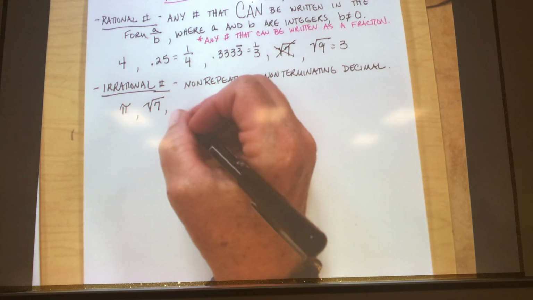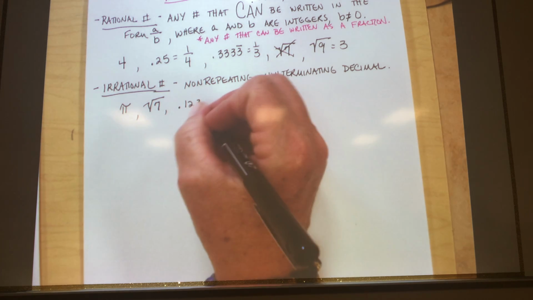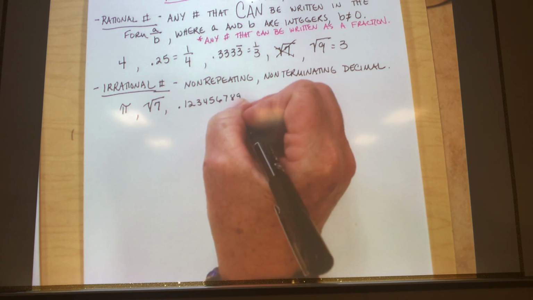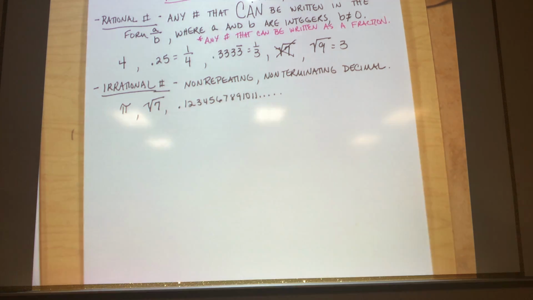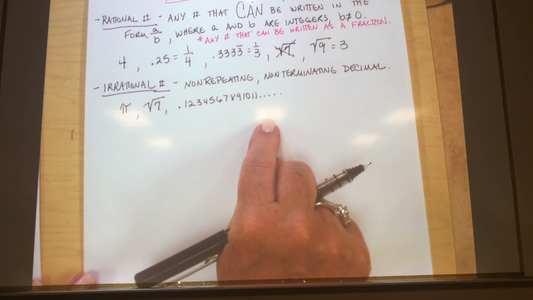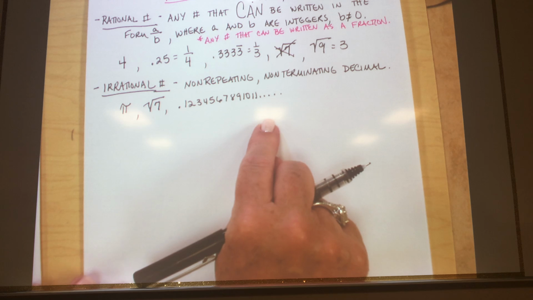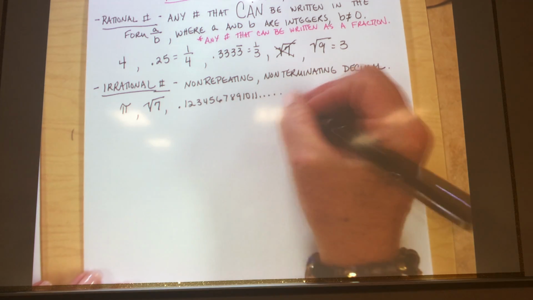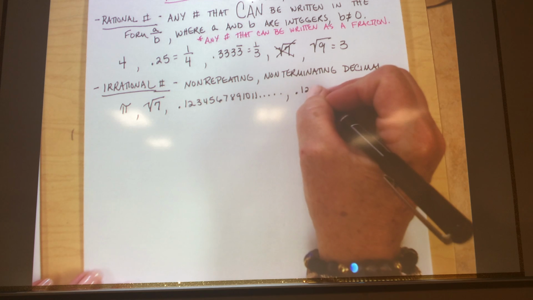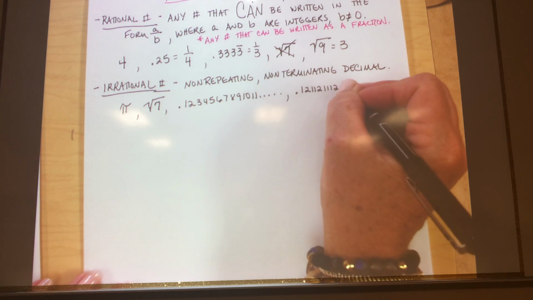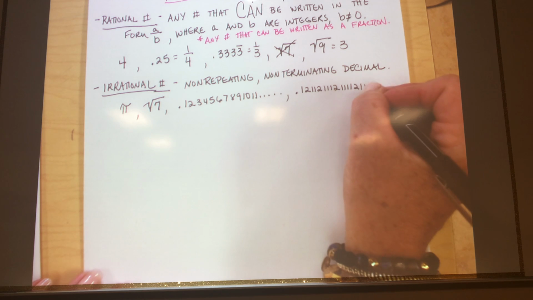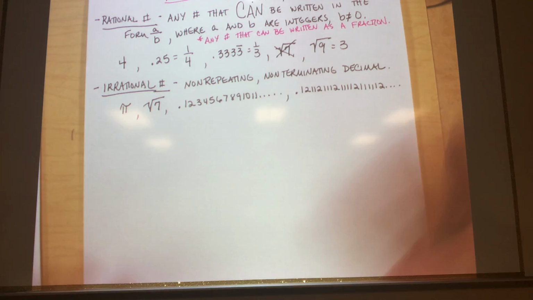What about this number? 0.1, 2, 3, 4, 6, 7, 8, 9, 10, 11, and on. It can't just be never ending, it can't repeat. No repeating and no ending. It won't repeat. If you're counting, it doesn't repeat. That's exactly right. So that is irrational. What about this guy? 0.12112. That's a pattern. Is there a difference between a pattern and repeating?